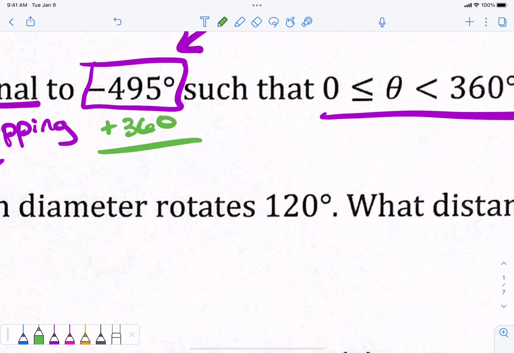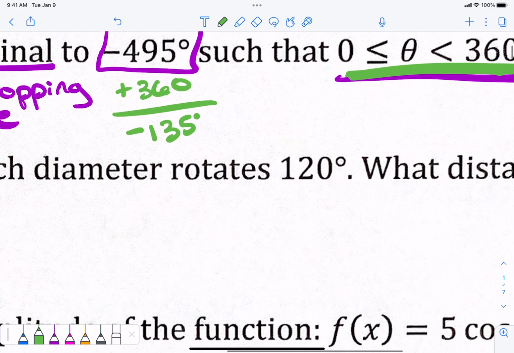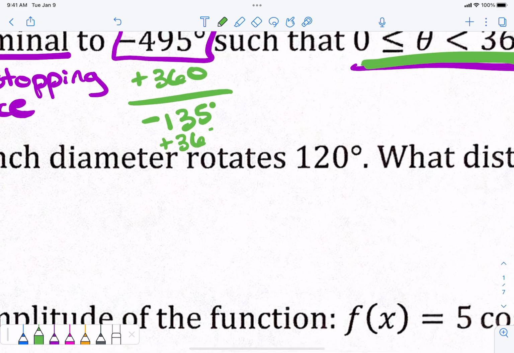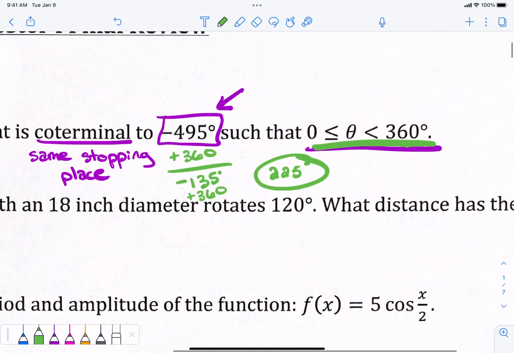If I add 360, that is negative 135 degrees. Am I done yet? No, because negative 135 doesn't live in this range yet. So we add another 360. 225 degrees. There you go. Now, does that follow the requirements? Does it live between 0 and 360? Yes, it sure does. Very good.